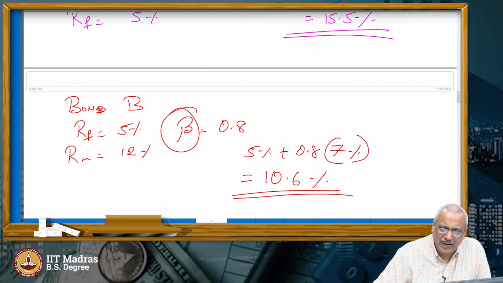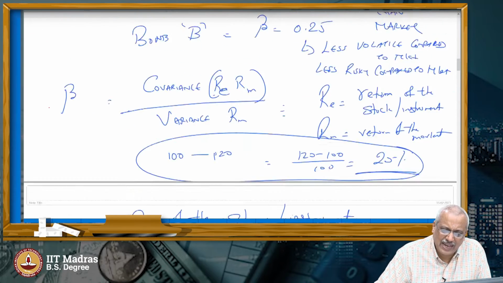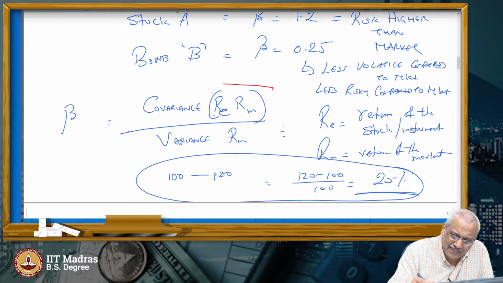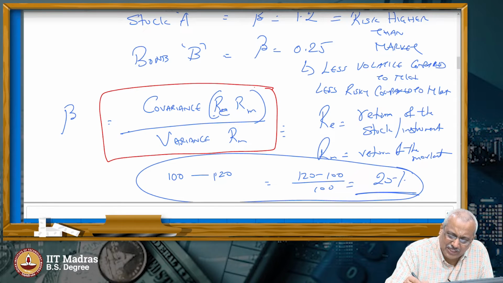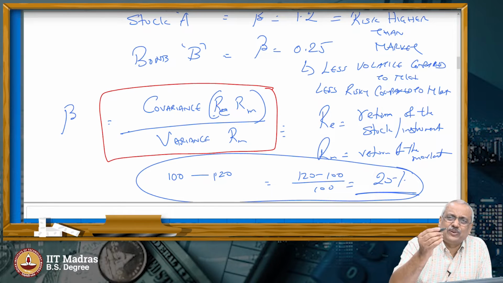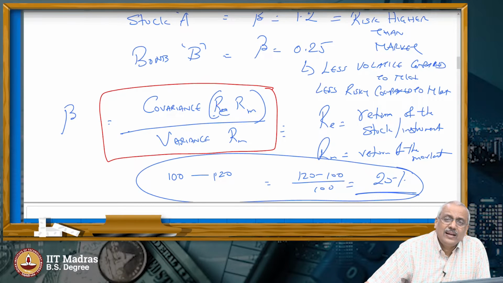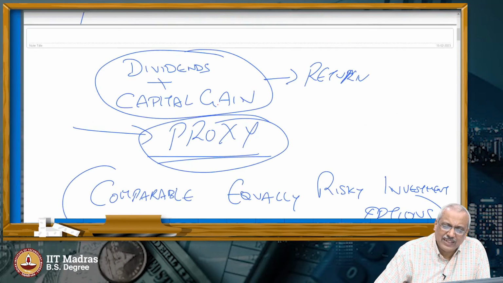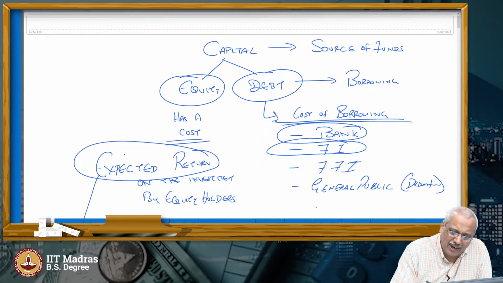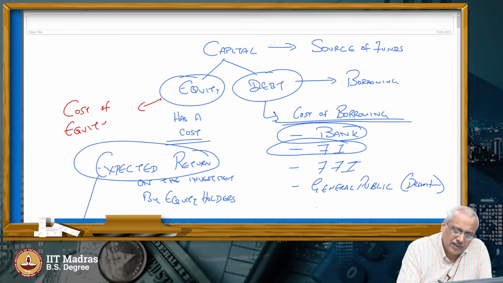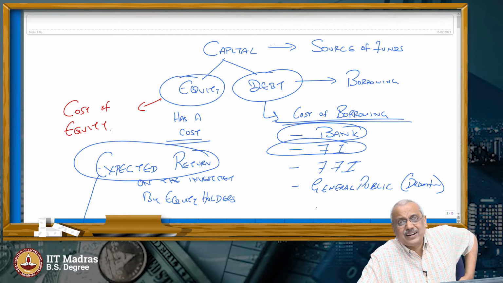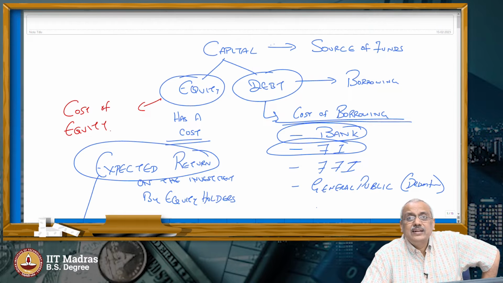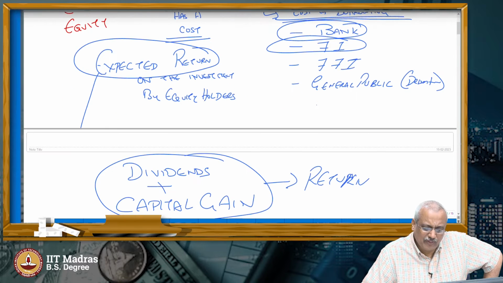How do we measure beta? We did calculate measuring beta. The beta is nothing but the covariance of my instrument, that is E, I said stock, you can take it bond, in relation to the market, divided by the variance of the market. And then what did we do with that? We basically used that to arrive at the cost of equity. Cost of equity is the expected return of the equity. The expected return will include both dividend plus capital gain put together.